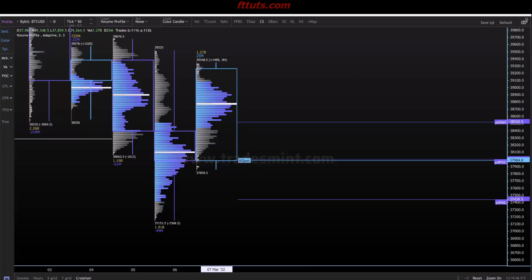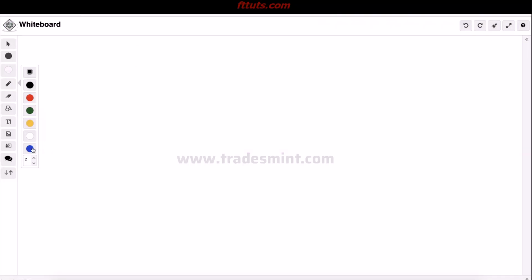So let me show you what that would be. And I know it's a little bit strange here because we don't actually have a real example, but I'm going to draw one for you. So let's say that we have our previous day levels over here. Okay, we have our previous day value area high. We have our previous day value area low. We have our previous day point of control right here.